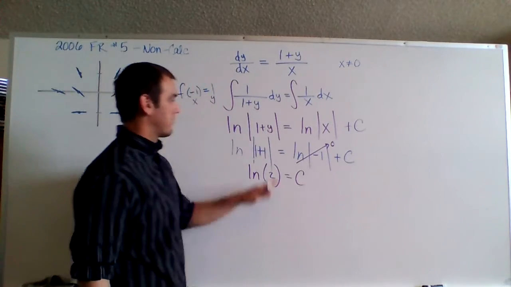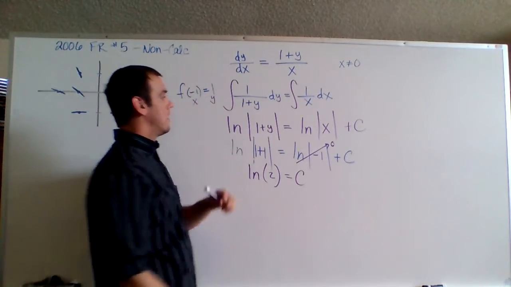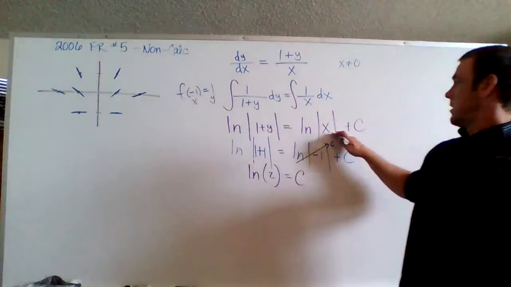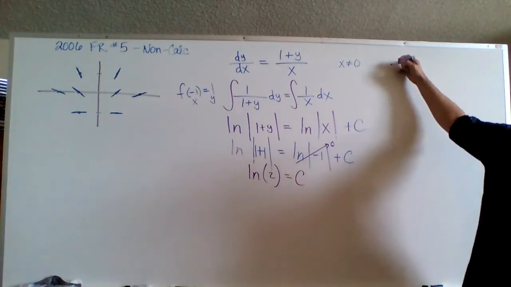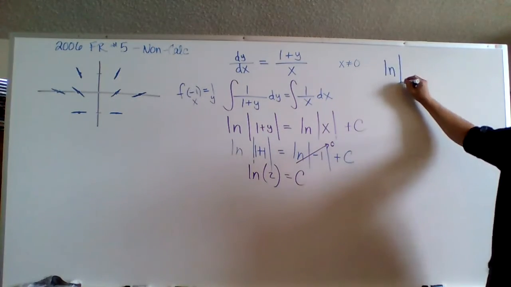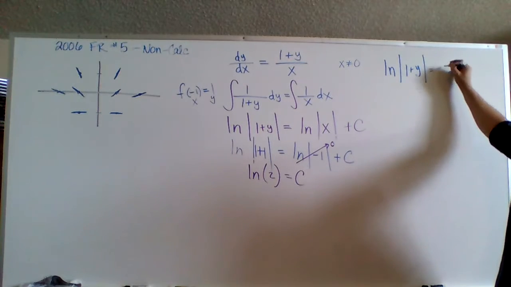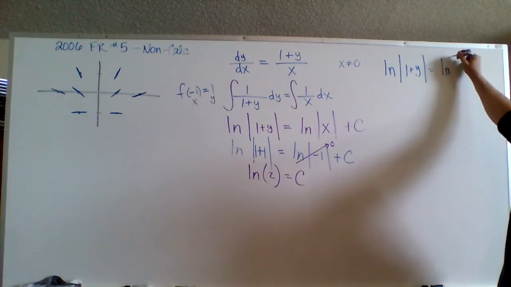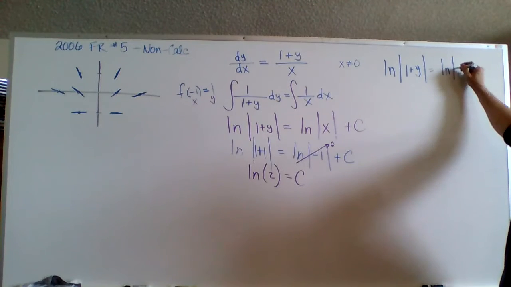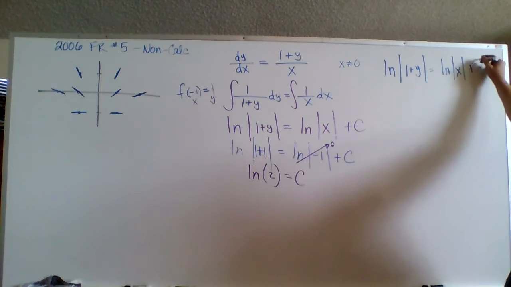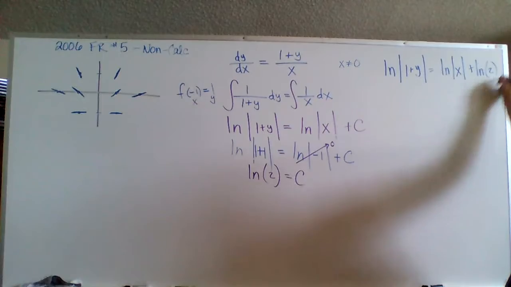Okay, so we can go back, try to solve for y here. So here's my equation. We've got natural log, absolute value of 1 plus y is going to equal the natural log of the absolute value of x plus the natural log of 2.